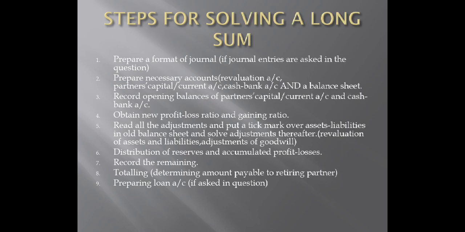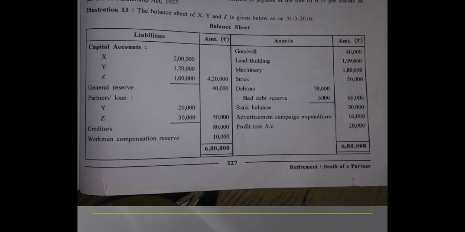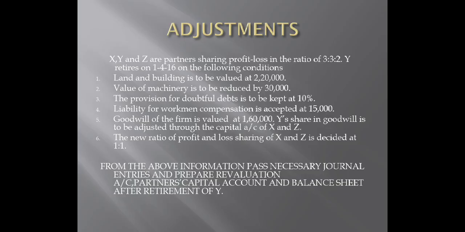Okay, let us see what our second step is. It is that I should draw necessary accounts. Yes, so which are the accounts I'm going to draw? Obviously, revaluation account, partners capital account. Why capital account? Because there is no mention regarding current accounts in the balance sheet. Then cash and bank account, and finally balance sheet. All right.